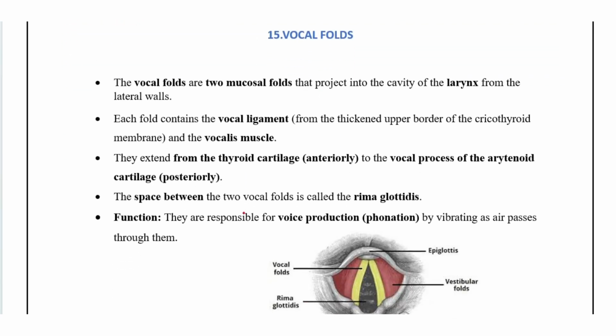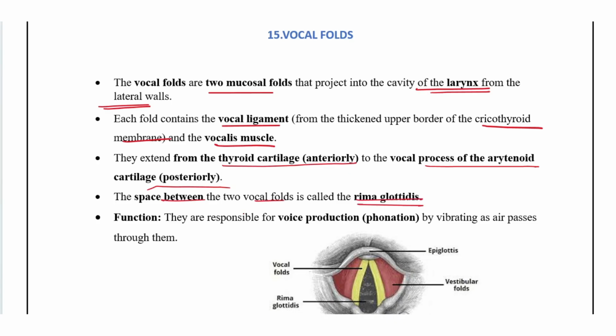Okay, coming to the vocal folds, there are two folds of mucous membrane that project into the cavity of the larynx from the lateral wall. Each fold will contain a vocal ligament thickened from the upper border of the cricothyroid membrane, and it also has the vocalis muscle. It extends from the thyroid cartilage anteriorly to the vocal process of the arytenoid cartilage posteriorly. The space that is present between the two vocal folds is called as rima glottidis. The function is responsible for production of voice or phonation.